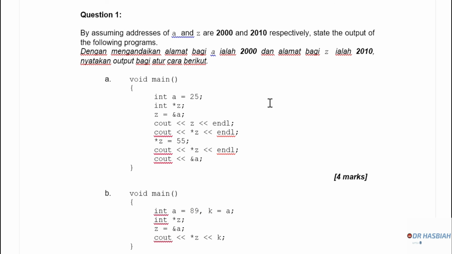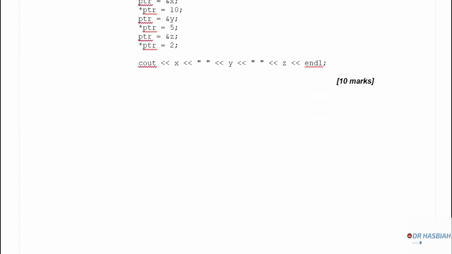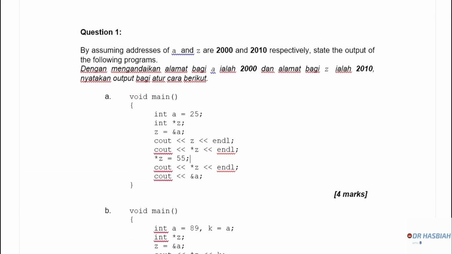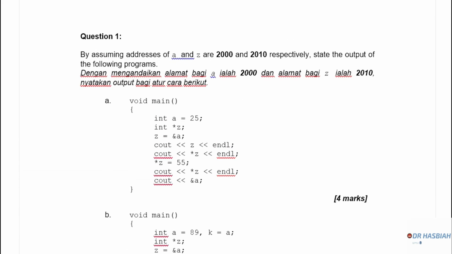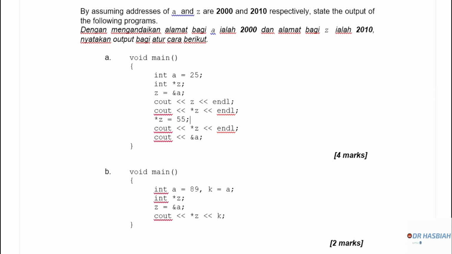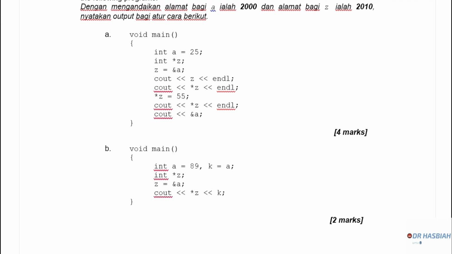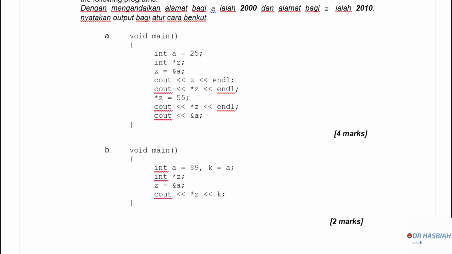We have question 1 and question 2. I will upload all these questions in my guru, so you can try the questions later. I just read the question here. By assuming the addresses of A and Z are 2000 and 2010 respectively, state the output of the following program. You have A here for 4 marks, and B for 2 marks. You can try this question, and if you want to know the answer, you can ask me for the answer later.